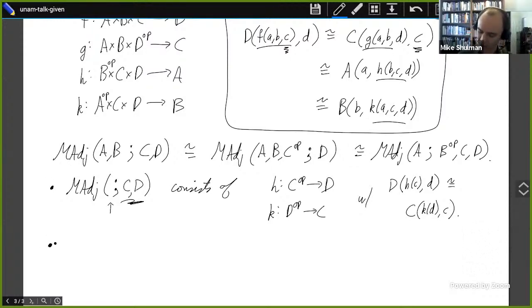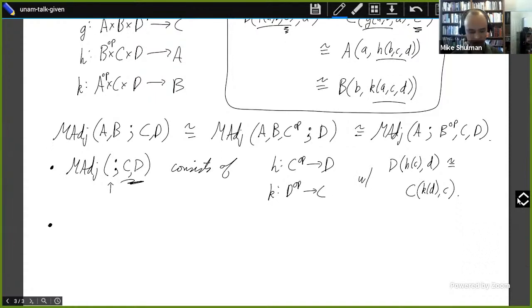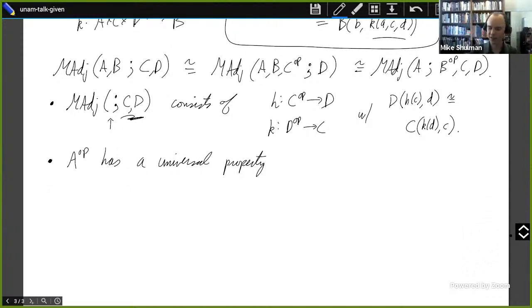Another nice thing about this structure is that the cyclic operation of applying opposites has a universal property. So there's a notion of what it means for an object in a polycategory to be a dual of some other object.